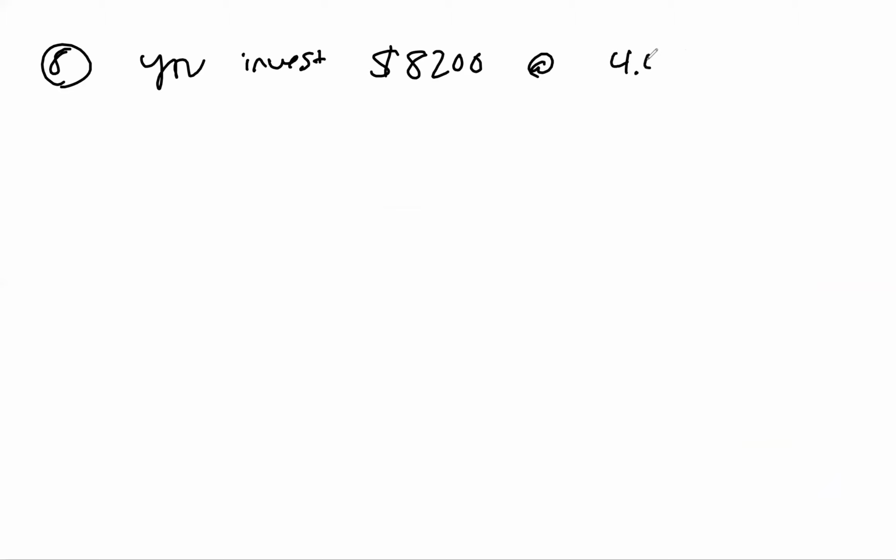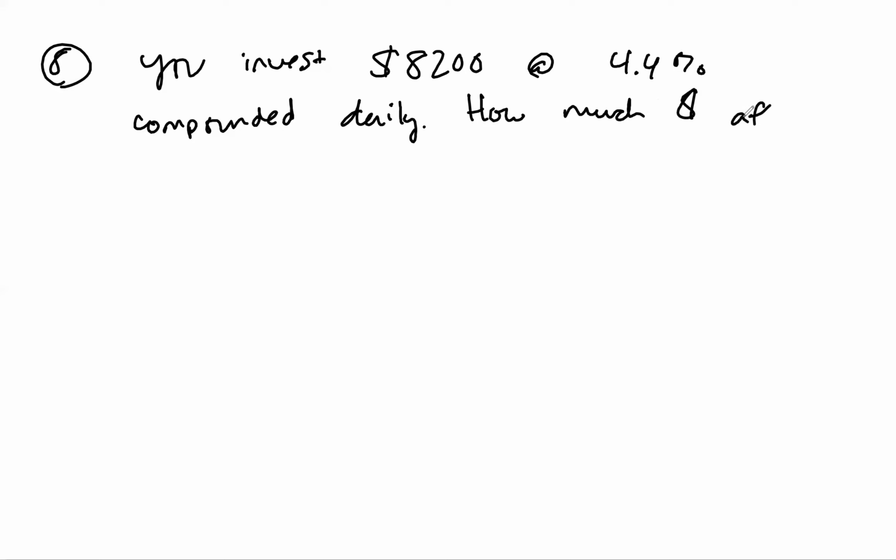Okay, number 8. You invest $8,200 at 4.4%. That's your interest rate. This is going to be compounded daily. The question is, how much money do you have after 3 years?